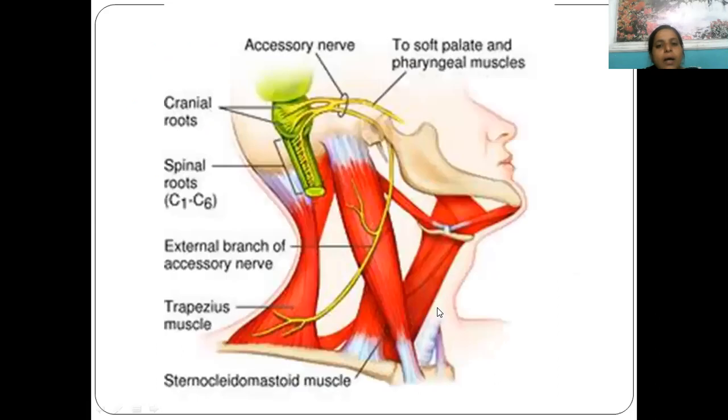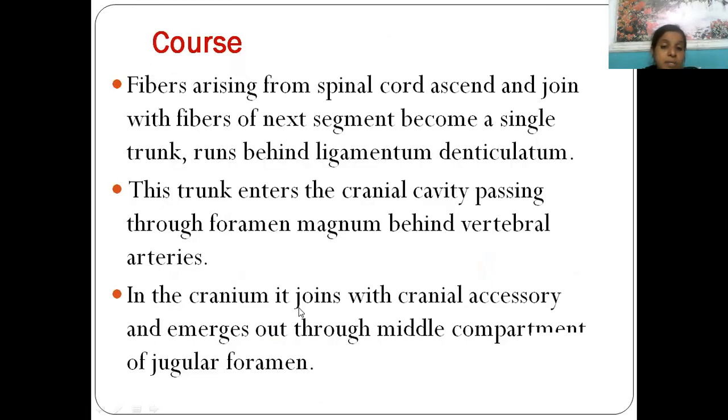Once it comes out, we know pretty well, it is coming out through the jugular foramen. Once it comes out through the jugular foramen, it is entering into the posterior triangle. It supplies the sternocleidomastoid and trapezius. It is proprioceptive to these muscles.